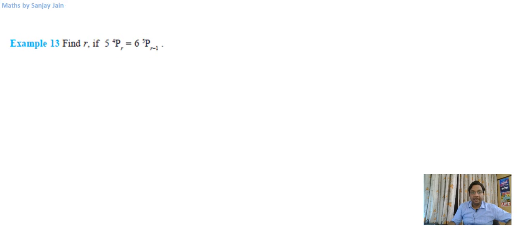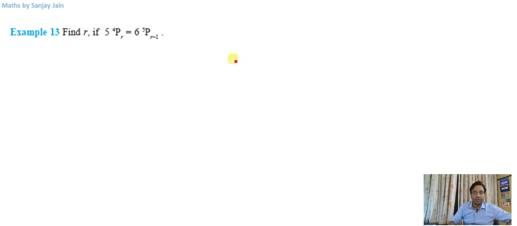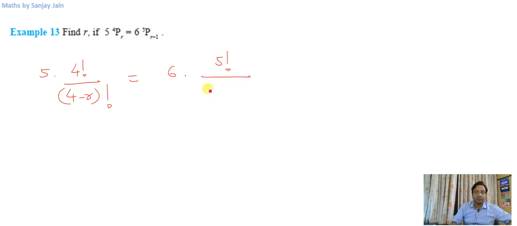Find r if 5 into 4Pr. What is this expression on the left hand side? 5 into 4Pr. So I'll write it as 4 factorial over 4 minus r factorial. This is the expression on the left hand side, and on the right hand side I'll have 6 into 5Pr, that is 5 factorial by 5 minus r minus 1. So it will become 5 minus r plus 1 here. 5 minus r minus 1, right? And factorial.